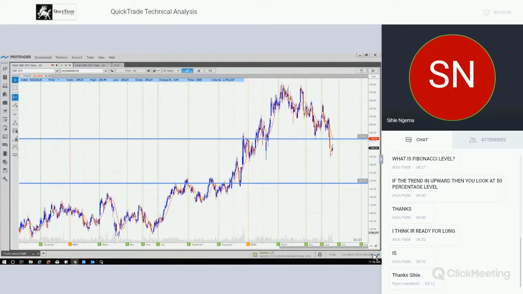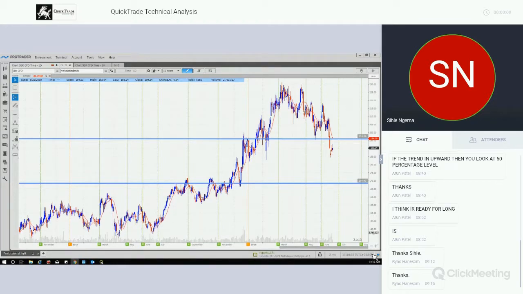Guys, do you have anything to add? Anything to ask? If you don't have anything, we'll move on to the next one. The next one is going to be the Euro GBP.